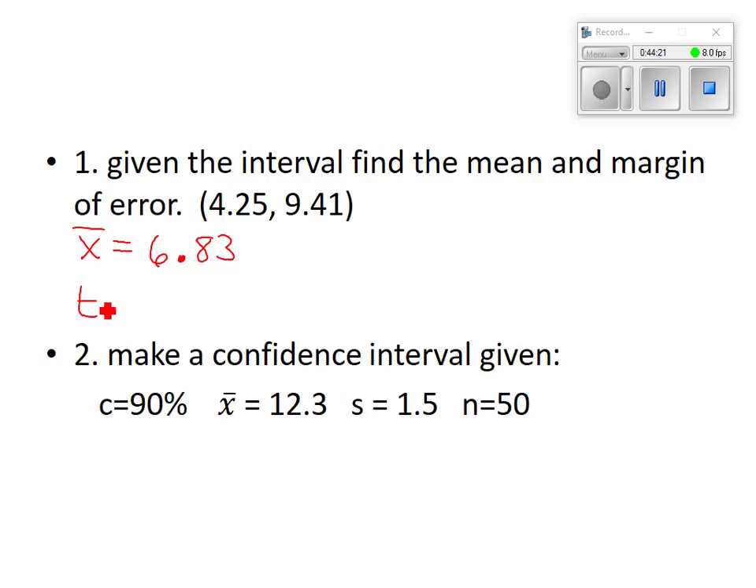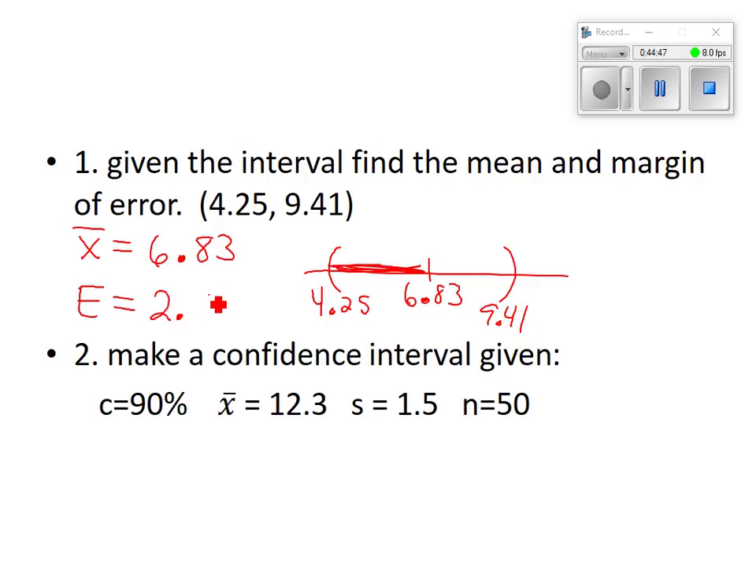Then we also wanted to find the margin of error. From what I graded so far, a lot of people didn't know how to find the margin of error. Remember, on the number line, our mean's right in the middle. That helps you draw it. We got one out here, we got one out here. That's 4.25. That's 9.41. Where's the margin of error? Between, 2.58.